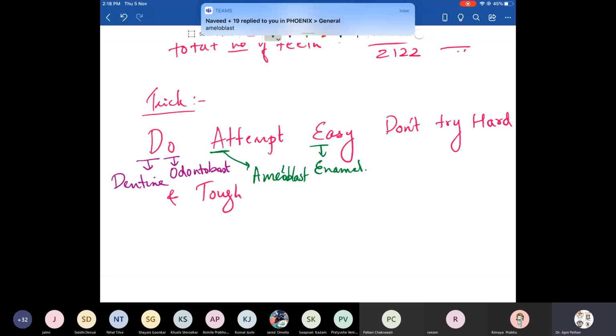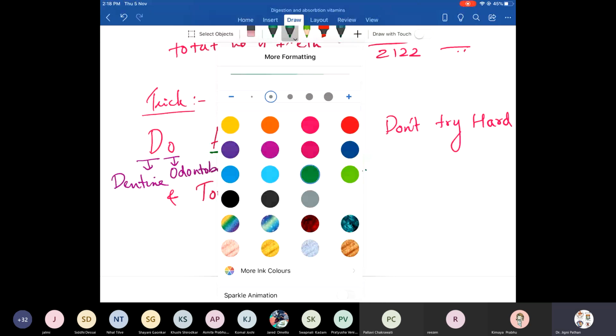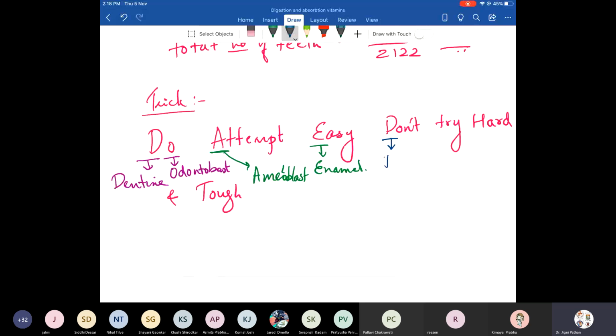Diphyodont. Do you agree? We have diphyodont. What do you understand by diphyodont? Come on. Very important question this is. Two sets of teeth. Very good.